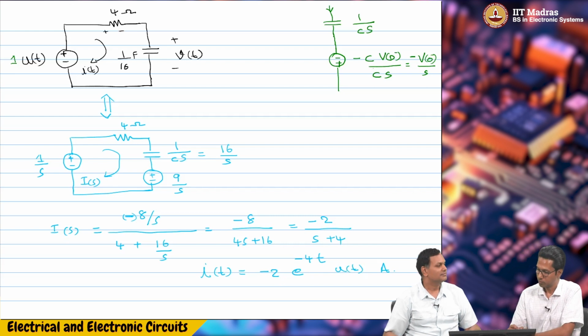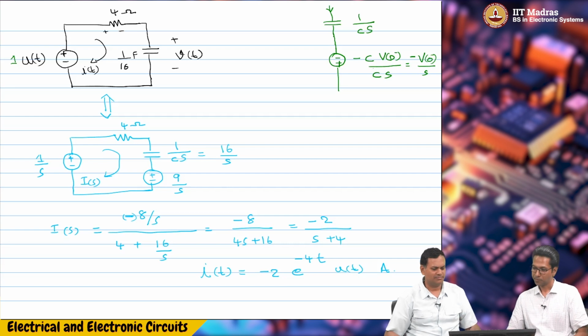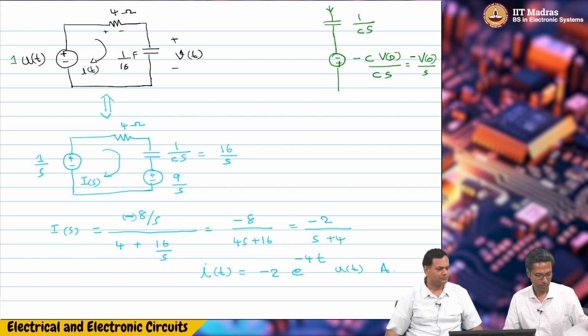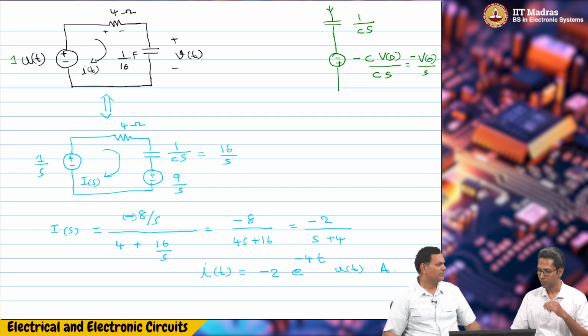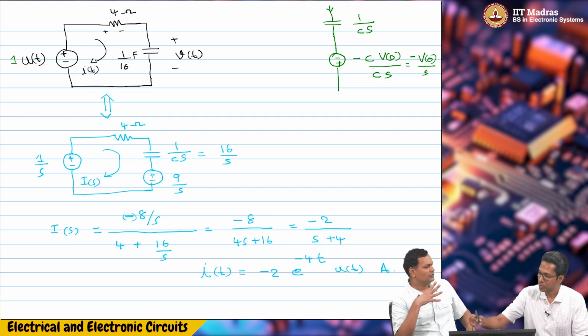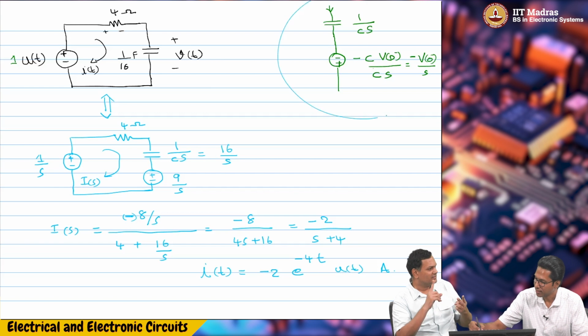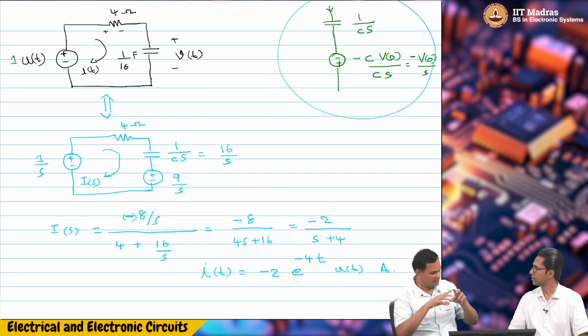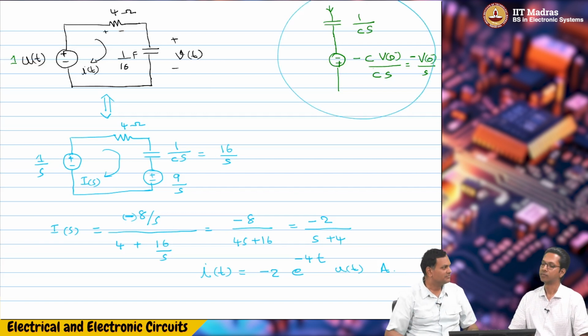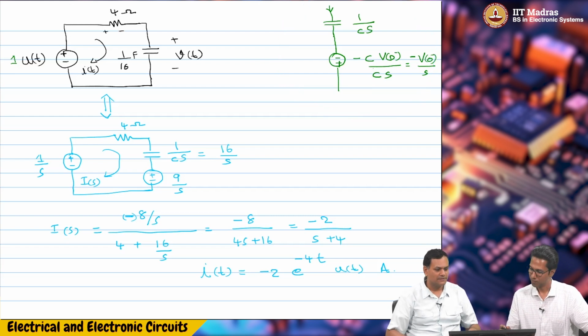Okay, so this looks very easy. So what shall we do now? Maybe we should try to summarize this, because you have learnt an inductor equivalent circuit and a capacitor equivalent circuit. We'll do it in a fresh page.